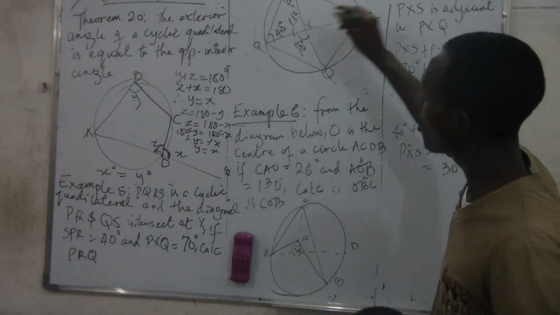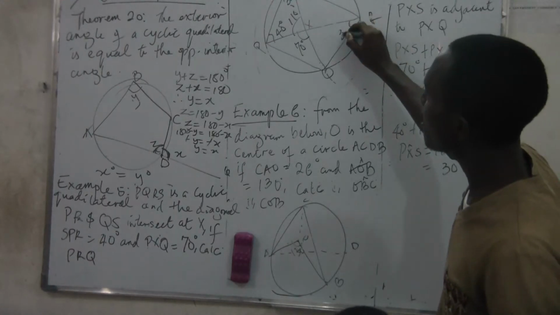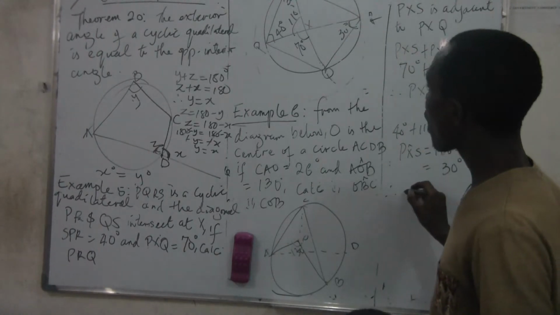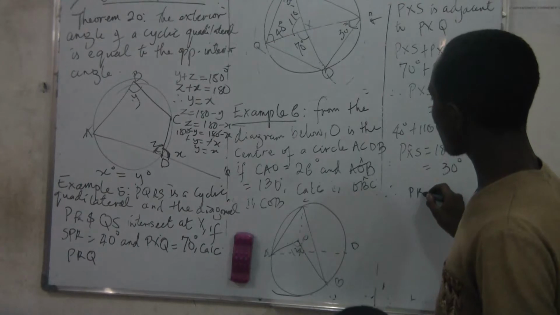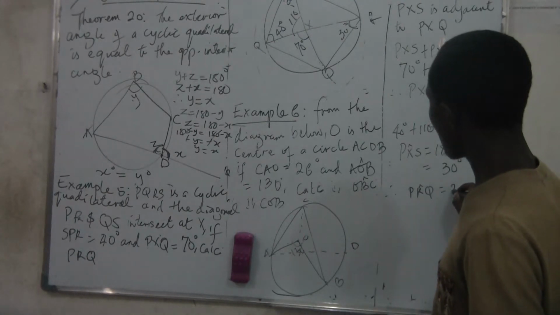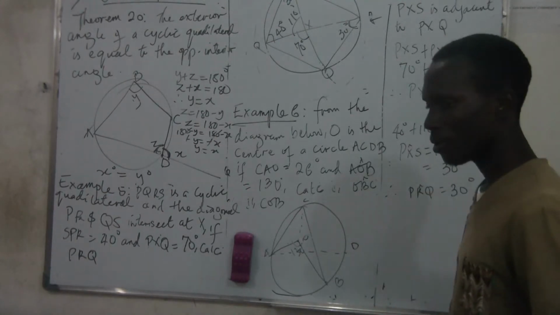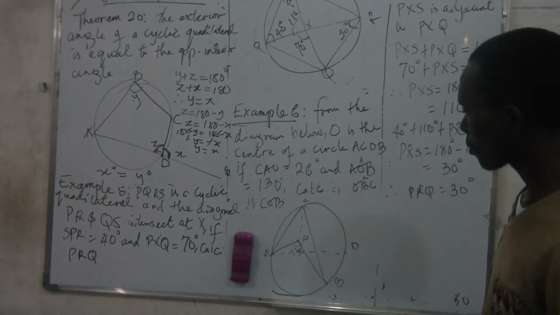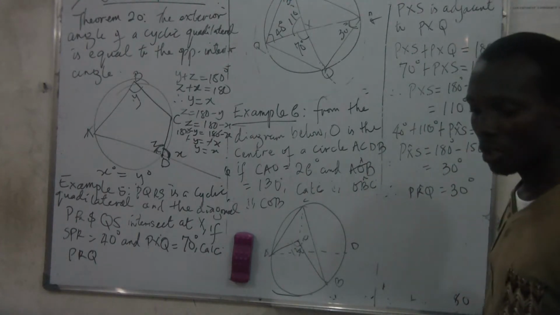If this angle is 30 degrees, now remember, these two are sitting on the same curve. So if this angle is 30 degrees, that means this angle is also 30 degrees. So therefore, angle PRQ is equal to 30 degrees. Okay? So that question is solved.